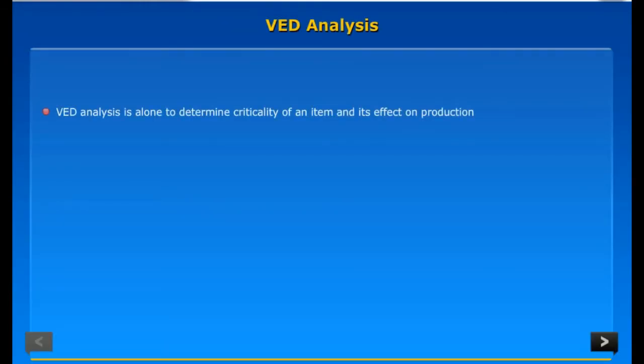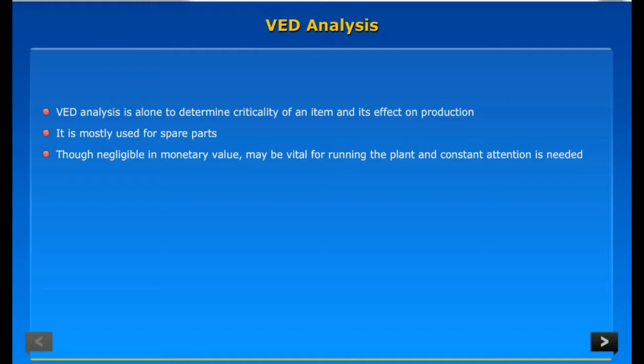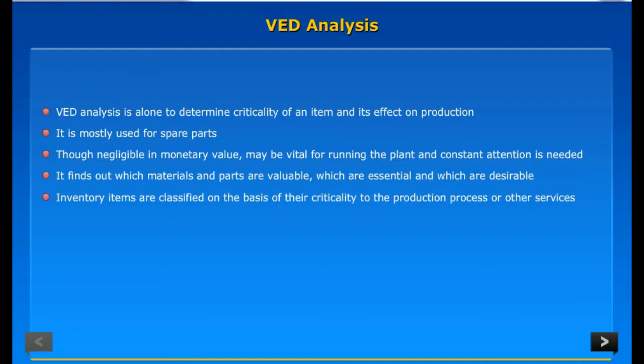VED analysis. VED analysis is used to determine criticality of an item and its effect on production. It is mostly used for spare parts. Though negligible in monetary value, they may be vital for running the plant and constant attention is needed. It finds out which materials and parts are vital, which are essential, and which are desirable. Inventory items are classified on the basis of their criticality to the production process or other services.